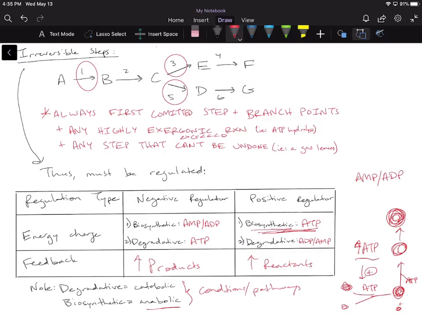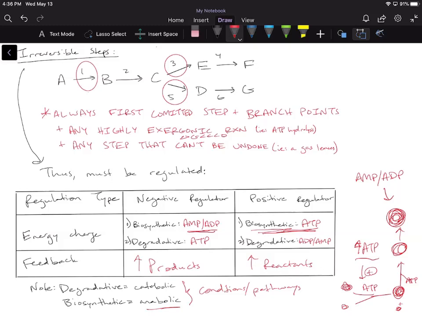Okay? If we have lower energy, do you think you want to waste whatever energy you have left and build something larger up? So if let's say we don't have a lot of energy, do you think we're going to go through a pathway that requires a lot of extra energy? No. So the idea here is that if we had a lot of AMP and ADP, those are going to negatively regulate biosynthetic pathways, because we don't want to waste energy if we don't have a lot of it, okay? So all of these things, again, it follows a logical flow, okay?